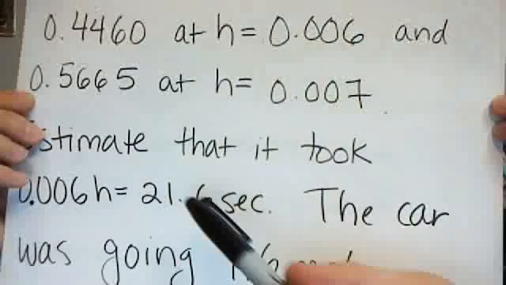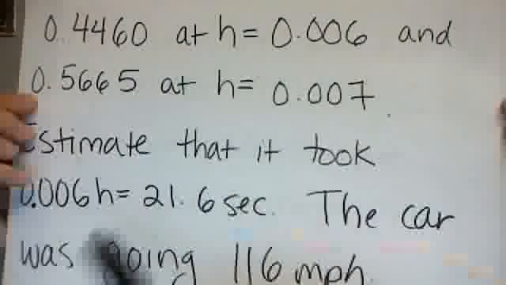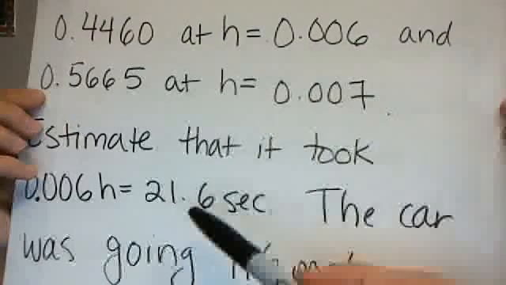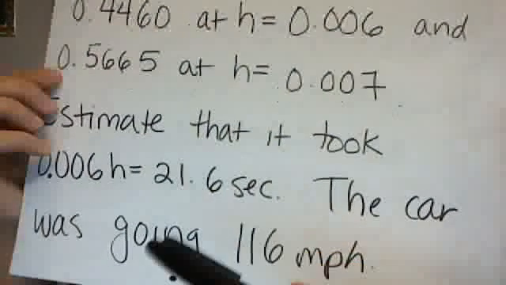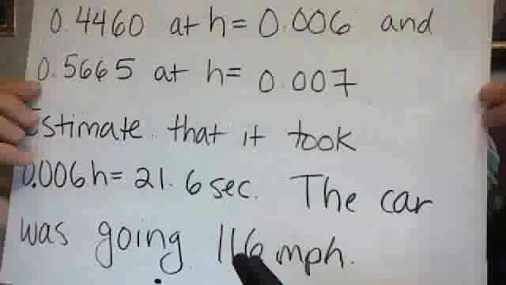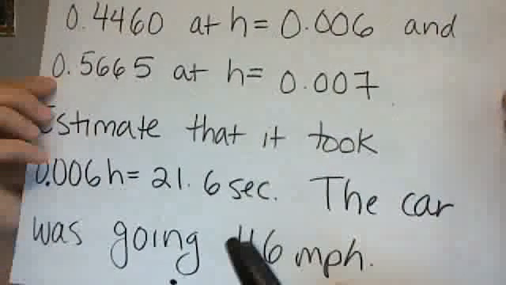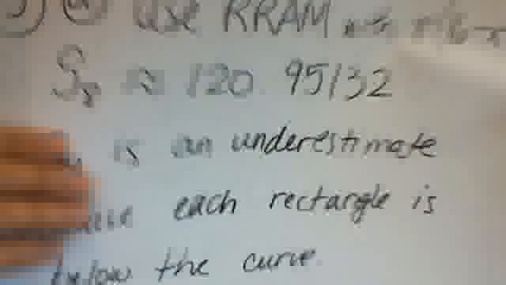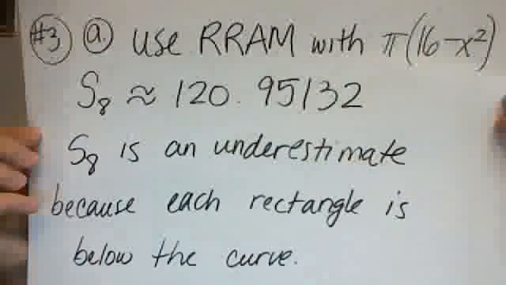So we estimated that it took 0.006 hours, which equals 21.6 seconds, and that's how long it took the car to reach the halfway point. And the speed that we calculated, we just plugged that in, we got was 160 miles per hour. Alright, problem 3.